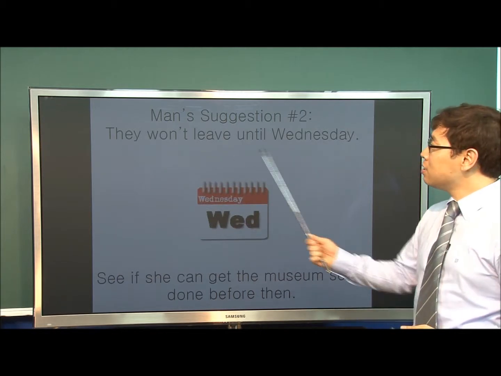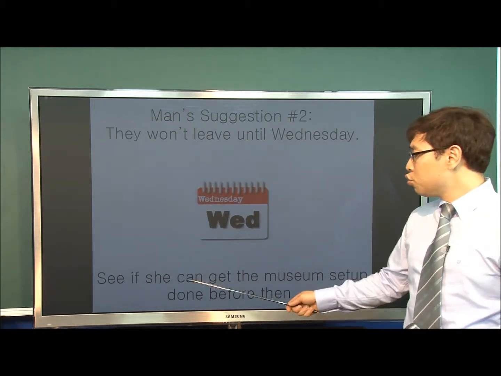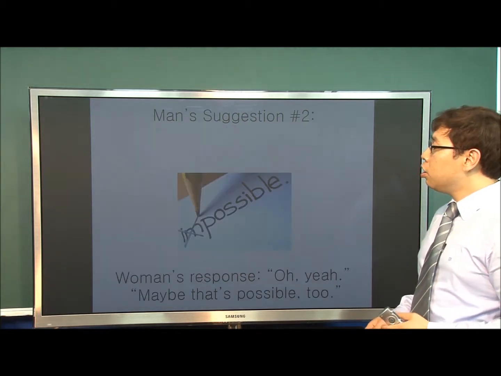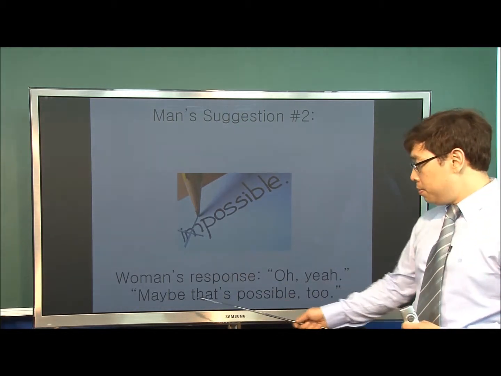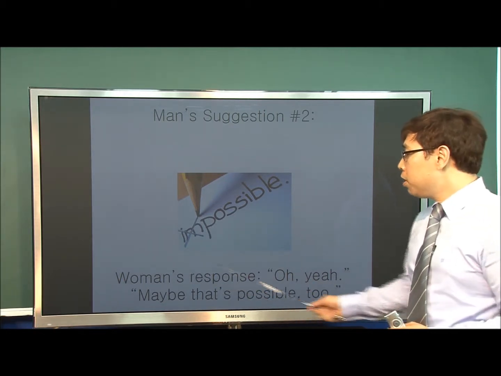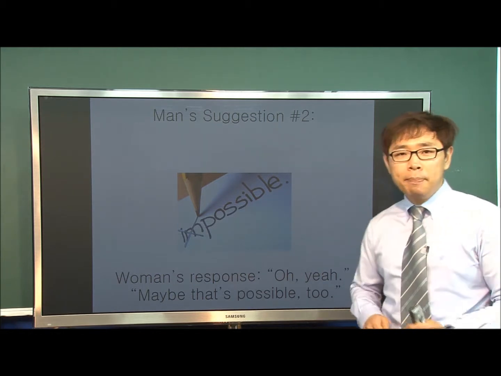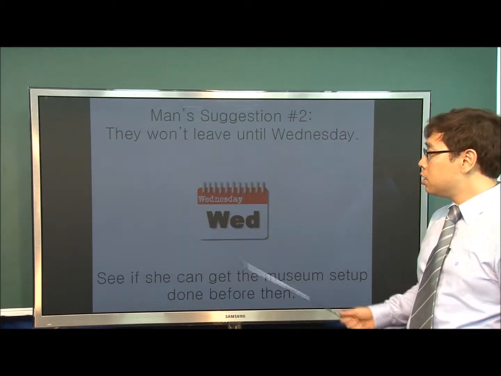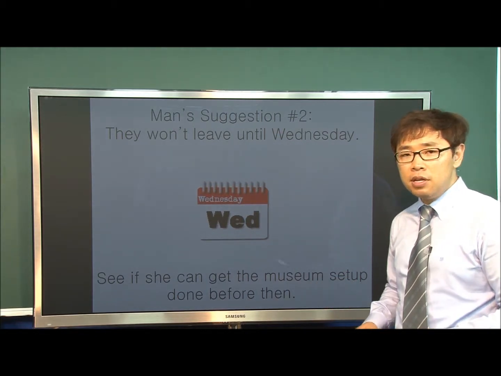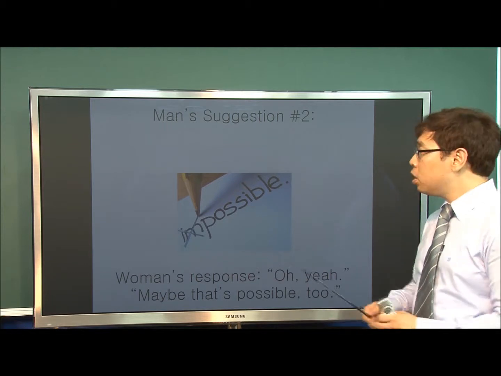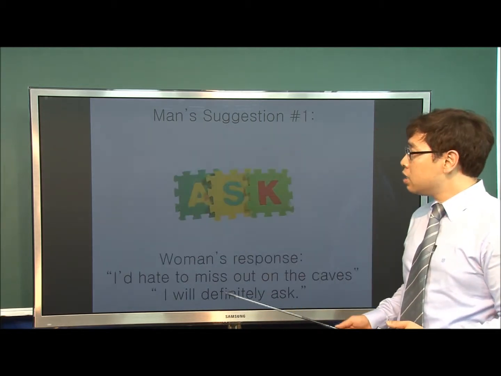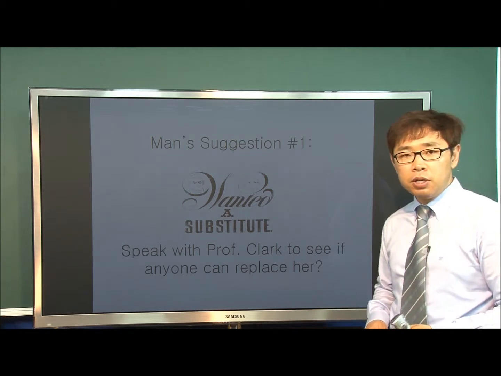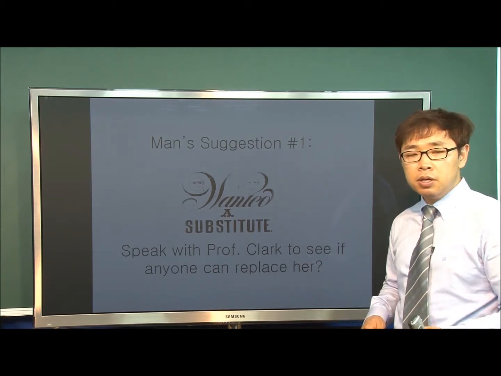Or you can say the second suggestion is better, trying to get the museum set up done before to see if she can do both. Her response was, oh yeah, maybe that's possible too. From her response, you can see this is not an impossible task that she can accomplish. Since she has some time, because they are not leaving until Wednesday, she can work on that. Most of all, she can do both things, satisfy her goal, and also help out Professor Clark in order to get some kind of positive influence.